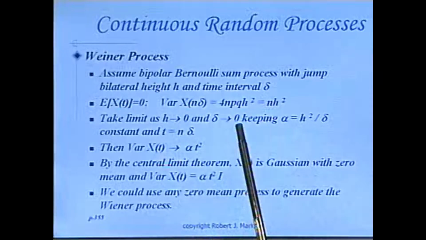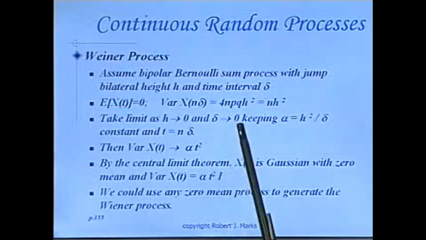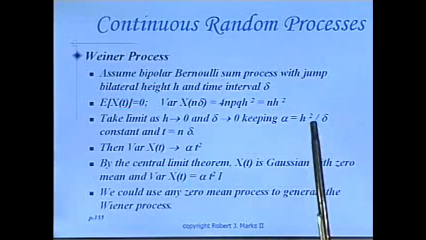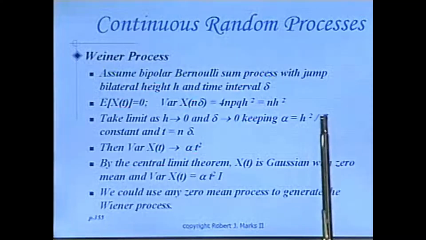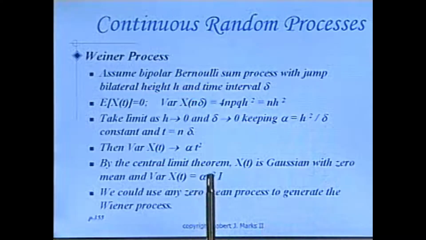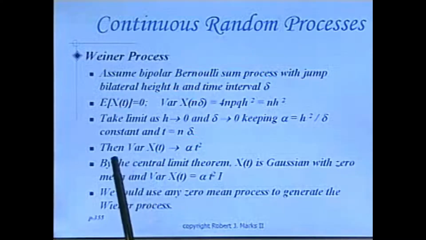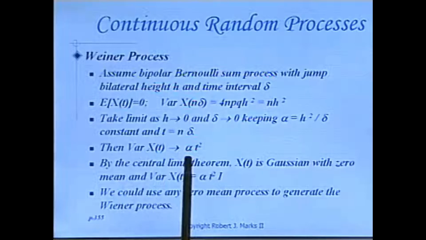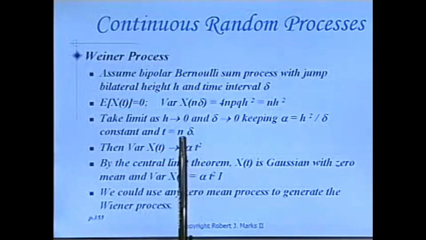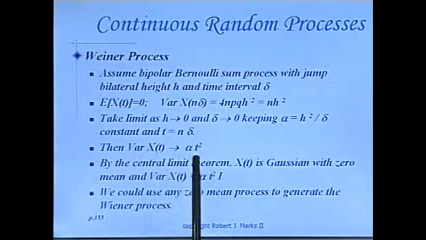Now, when we do this, it's much like the Poisson theorem coming from the binomial. We're going to have both of those go to 0 in such a way as to keep their ratio h squared over del a constant. So both are going to go to 0, but we're going to keep alpha, which is the ratio of h squared to del, a constant. Under this condition, the variance of x of t becomes alpha times t. If t, by the way, we've replaced by n del, because by taking this limit as del becomes very, very small, we're going into continuous time. So the variance of x of t becomes alpha t.